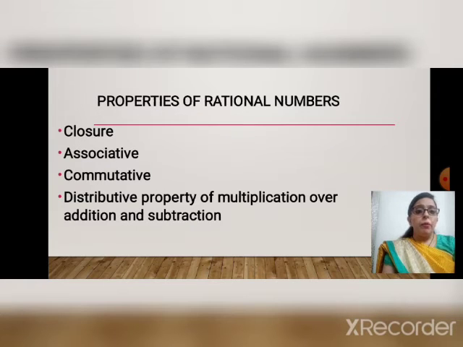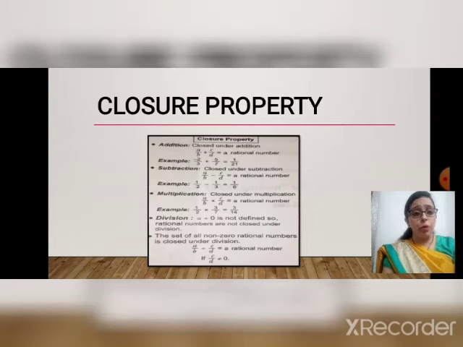There are properties of rational numbers. In these properties, we have to see our 4 fundamental operations. These are addition, subtraction, multiplication and division. Let's see the first property, that is the closure property. What is the closure property? It means we take two rational numbers and apply addition, subtraction, multiplication and division.